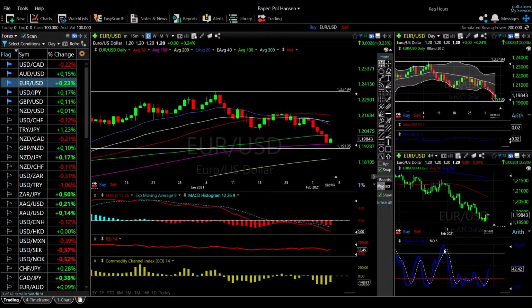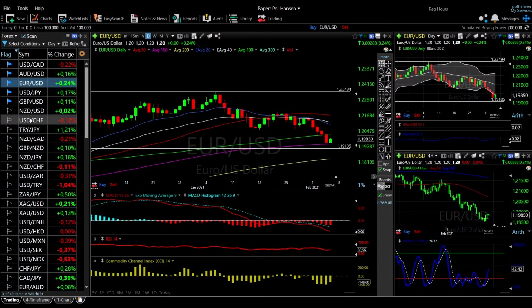Stochastic, for example, here in the 4-hour chart is also looking very bullish. So we will see a run to the upside probably the next 2 or 3 days, and then we'll see whether or not this will go further. So there are 3 other currency pairs that I've been looking at.